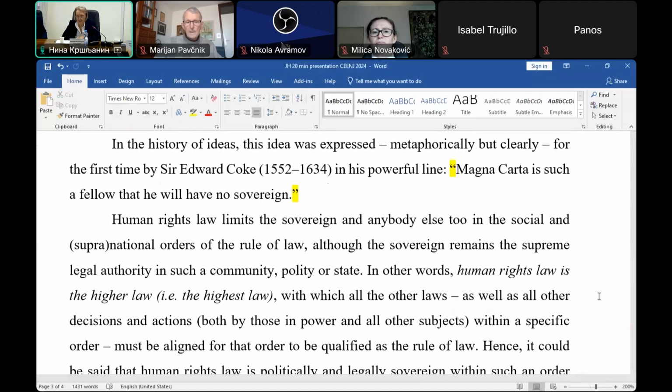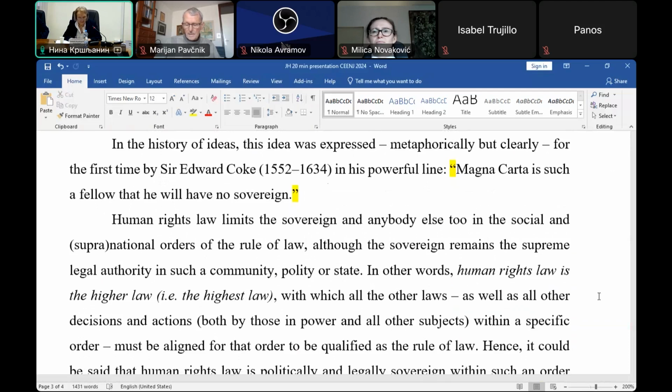in his powerful line. I quote, "Magna Carta is such a fellow that he will have no sovereign." The end of quotation. Human rights law limits the sovereign and anybody else too in social and national or supranational orders of the rule of law, although the sovereign remains the supreme legal authority in such a community, polity, or state. In other words, human rights law is the higher law, it is the highest law, with which all other laws, as well as all other decisions and actions, both by those in power and all other subjects within a specific order, must be aligned for that order to be qualified as the rule of law.